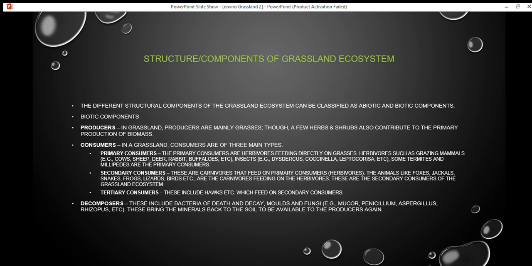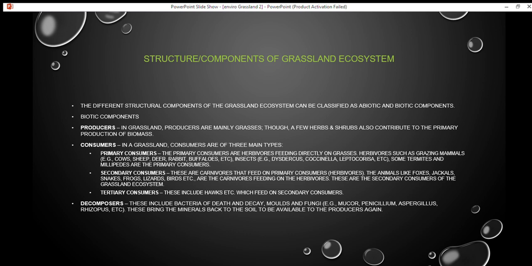Now we have the secondary consumers. These are carnivores that feed on primary consumers, the herbivores. Animals like foxes, jackals, snakes, frogs, lizards, and birds are the carnivores feeding on the herbivores. Now these are secondary consumers of the grassland ecosystem. Now the tertiary consumers. This includes eagles, which feed on secondary consumers.